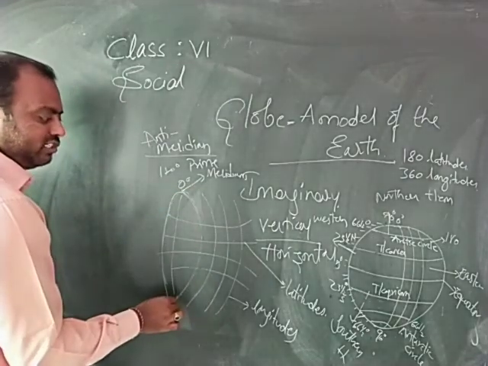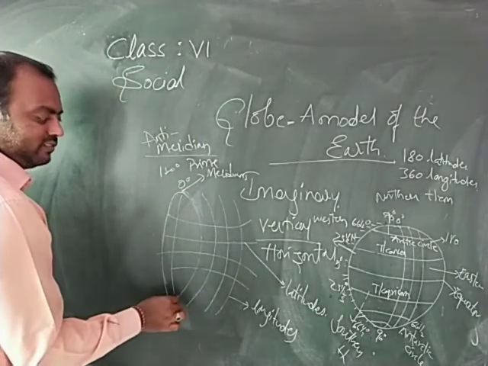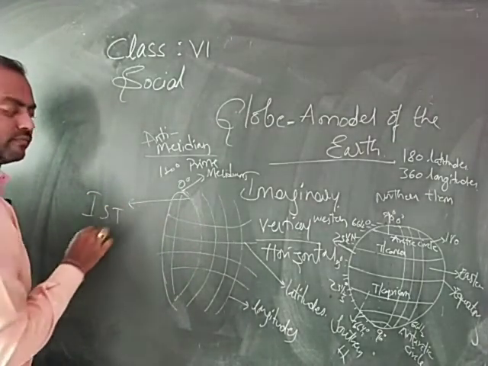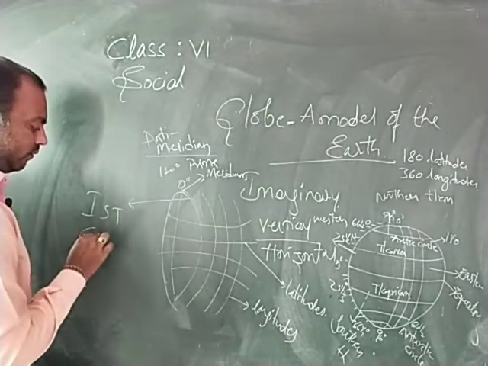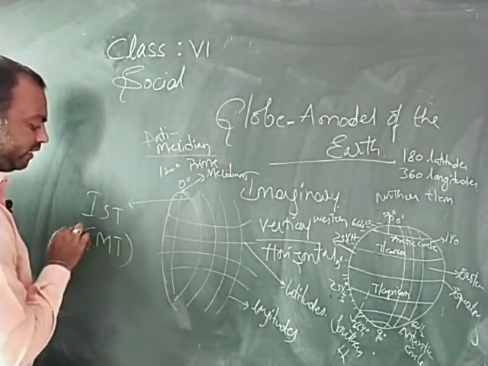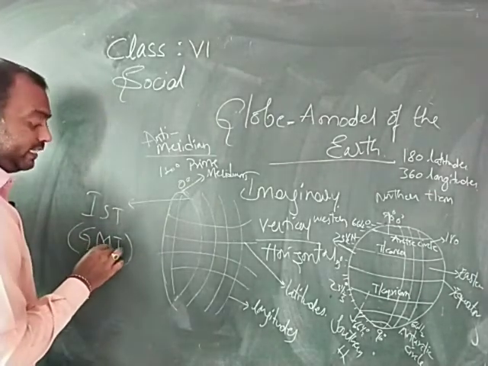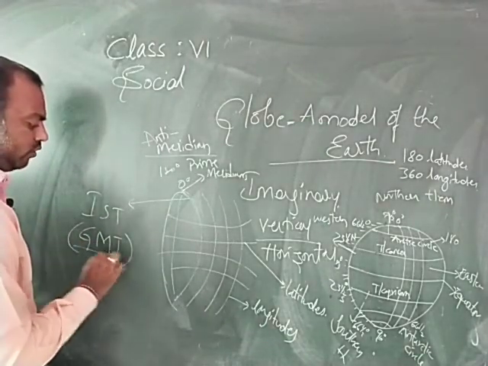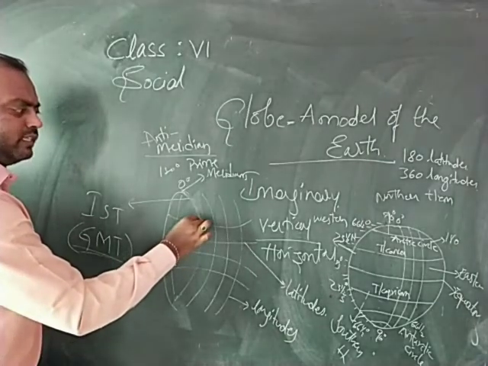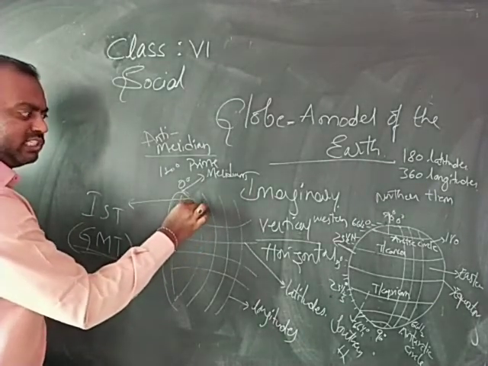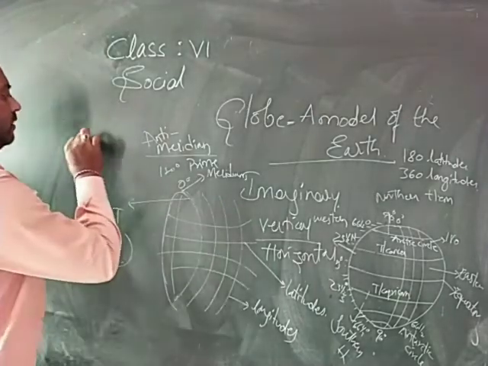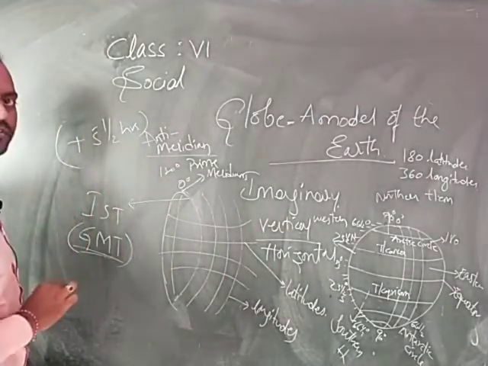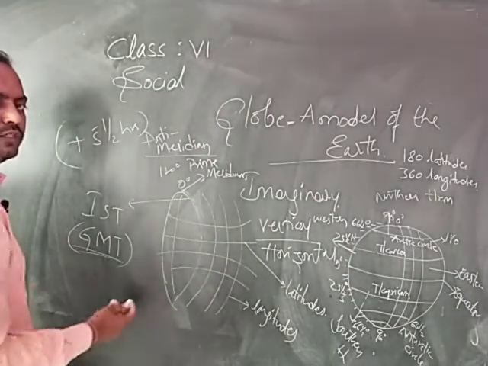At 0 degrees longitude, we consider the 0 degrees longitude as the International Standard Time, or otherwise we also call it as GMT, Greenwich Mean Time. So the time difference between the Greenwich Mean Time, that is the GMT, and the Indian Standard Time is plus 5.5 hours. Plus 5.5 hours between the Indian time and the Greenwich Mean Time.